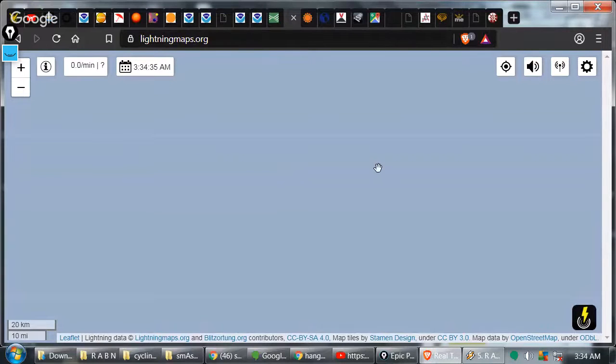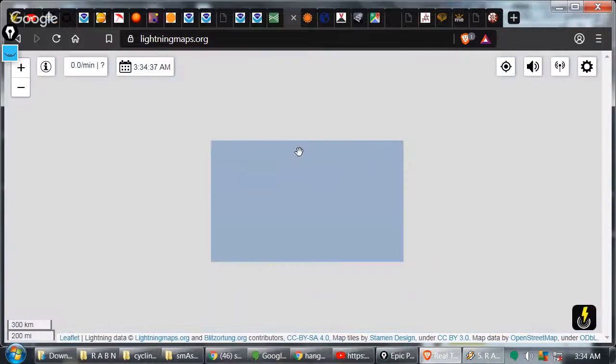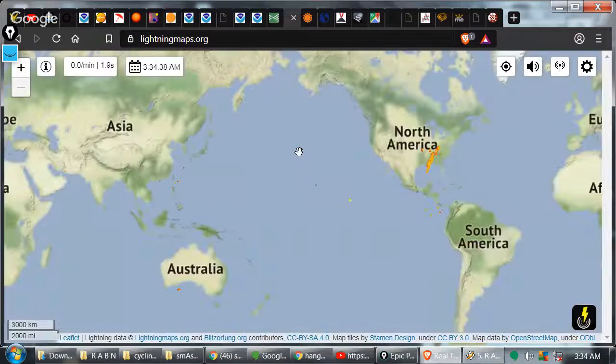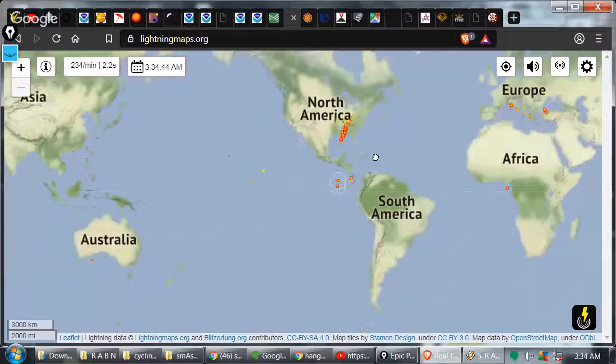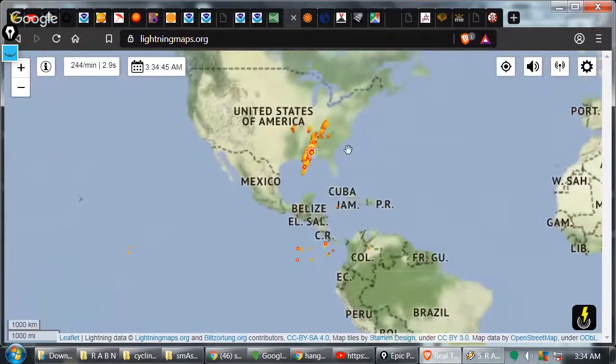Let's check lightningmaps.org to see where the bolts are coming down. And we see some major lightning strikes in the US. Let's zoom in.